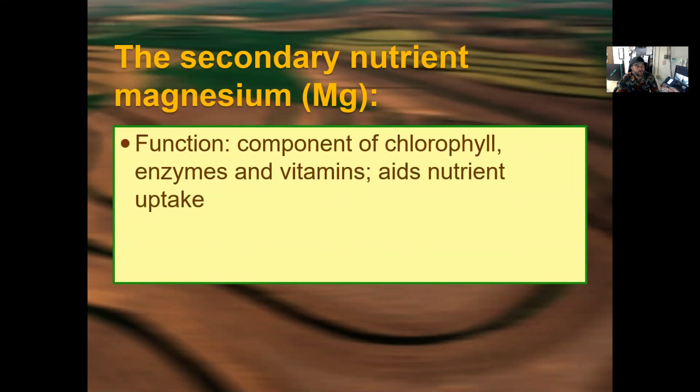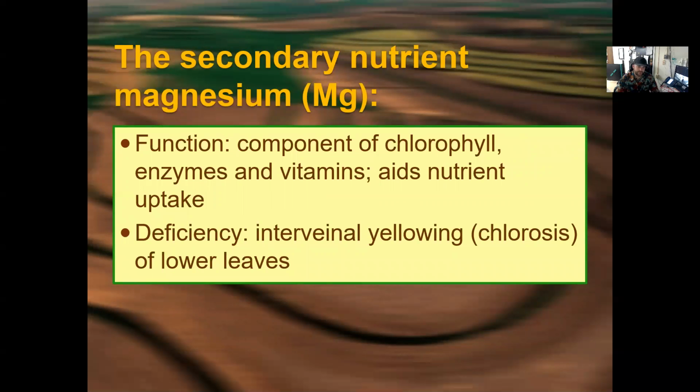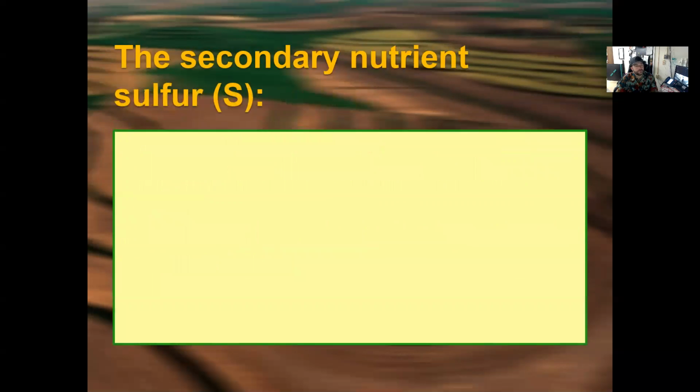The magnesium, its function is as a component of chlorophyll, enzymes, and vitamins. It aids nutrient uptake. And when you find a deficiency here, you're definitely going to have some yellowing from chlorosis of lower leaves. So don't always look at the top of the leaf. It's kind of like a theme in here. You want to take a look at the leaves underneath, because you're not getting as much sunlight to those leaves. So you'll be able to better identify quickly what a plant might be missing.